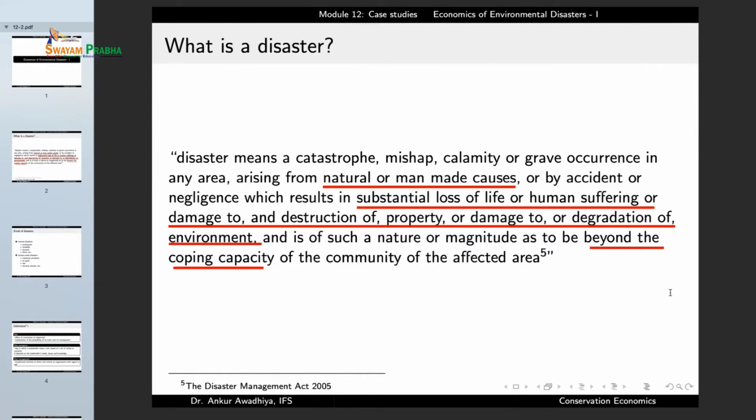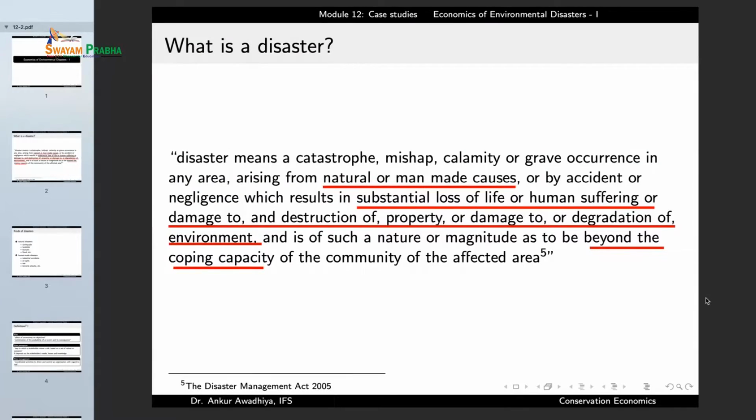Now, a common property of these disasters is a substantial loss of life or human suffering or damage to and destruction of property or damage to or destruction of the environment. That is, a common feature is that either human lives get lost or there is human suffering. So, in certain cases, people might get sick, people might get injured. So, even though they are not dead because of a disaster, it leads to a very huge amount of human suffering because of a disease or because of, say, an injury. Or in certain cases, there might be a destruction of property or a destruction of the environment. And these are of such a nature or magnitude as to be beyond the coping capacity of the community of the affected area. That is, it overwhelms the resources and the coping capacity of the local community, and in that case, we will call it a disaster.